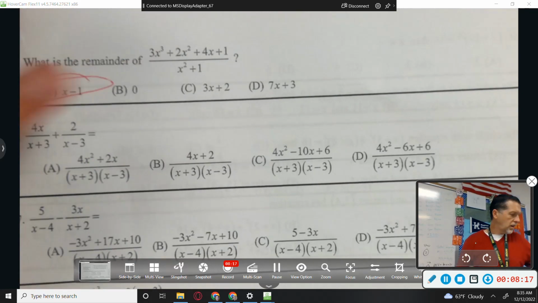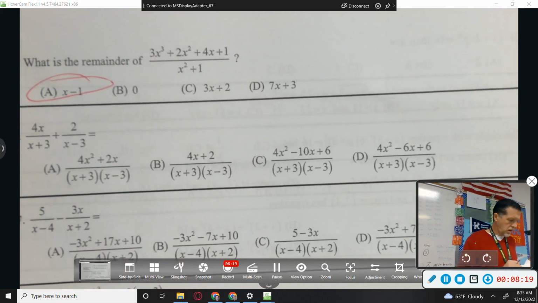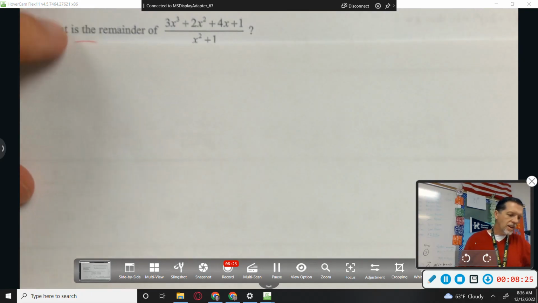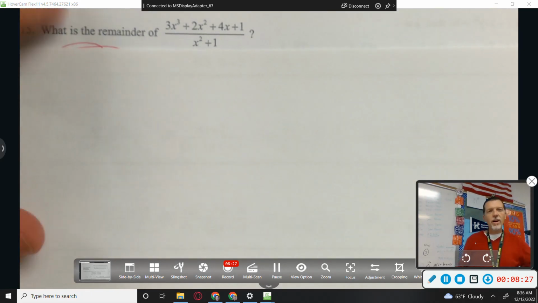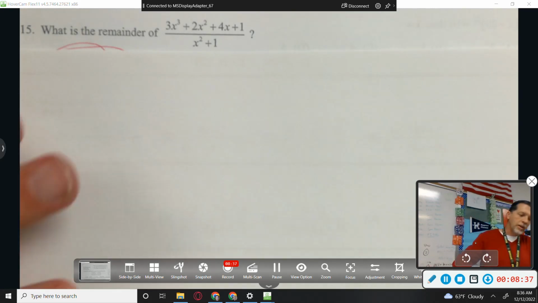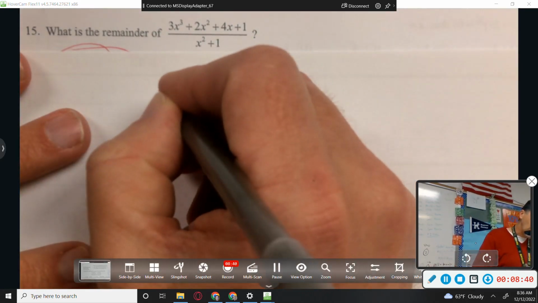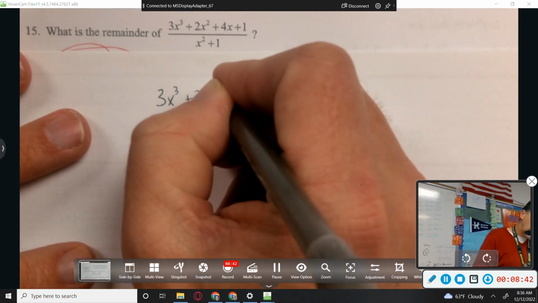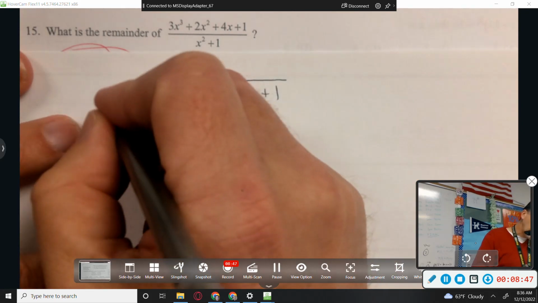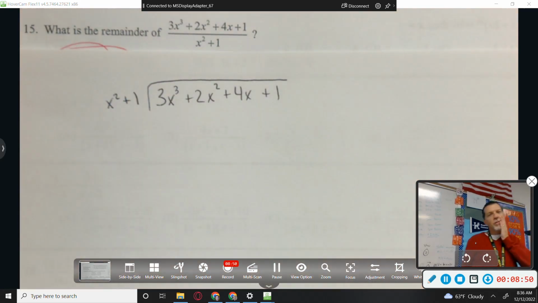Number 15. The answer is already circled, but let's show the work to get there. Remainder. So how do I get the remainder? Why do I have to do long division? Why not synthetic division? Because it's squared in the bottom. So yes, long division. And I mean, synthetic division is shorter, but in some ways, long division to me is easier because it's just like long division in 3rd grade.